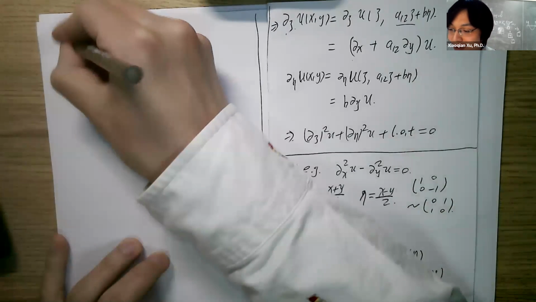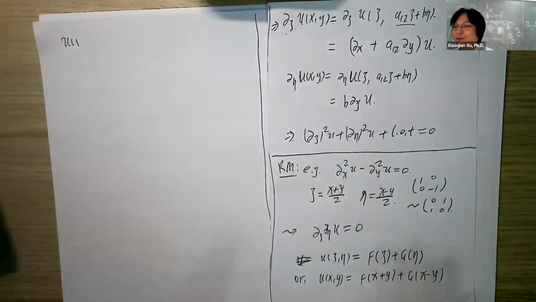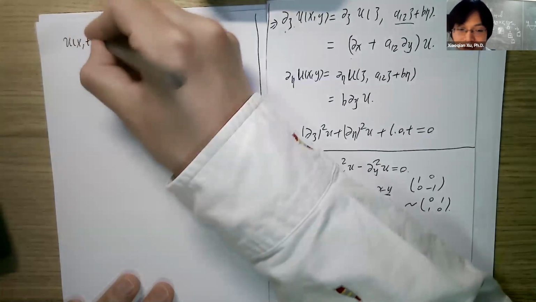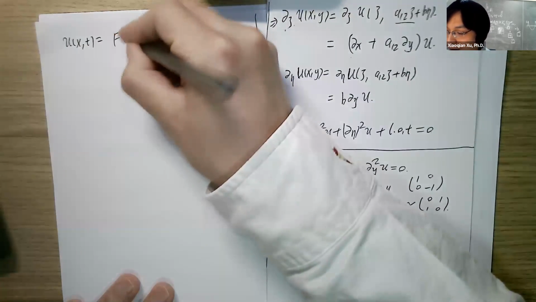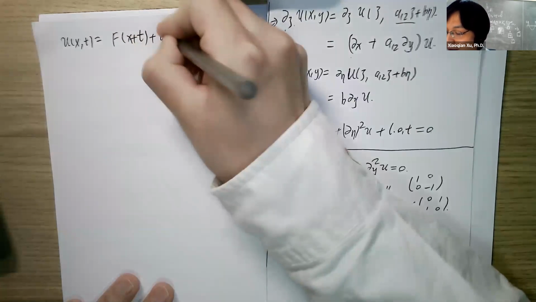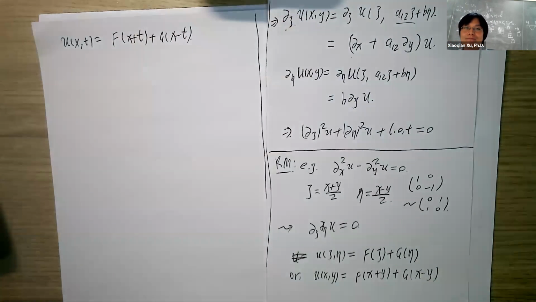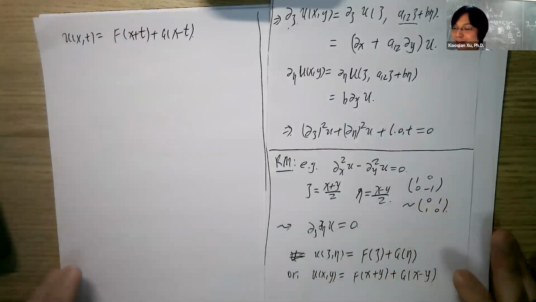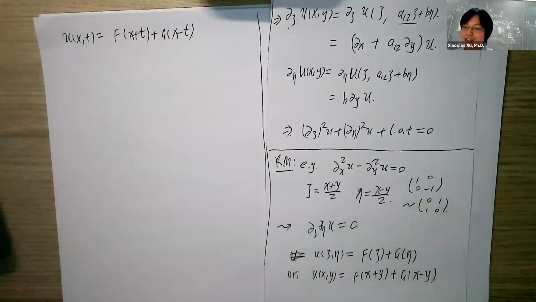So, for instance, let's change x, y to be x, t, okay? u(x,t) equals f of (x plus t) plus g of (x minus t), okay? And you have this general form of solutions of the wave equation. And remember, what do we want? We want to solve the wave equation based on the initial value, right? Initial value and maybe the boundary value.